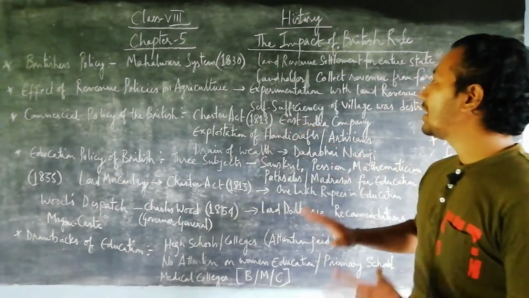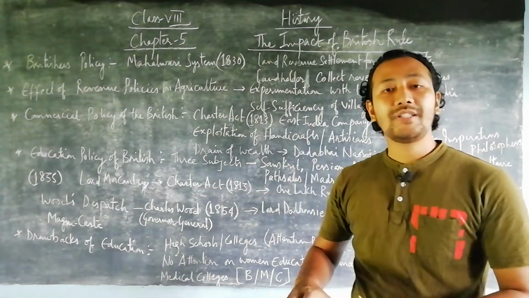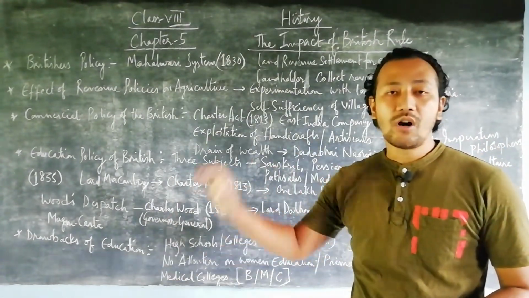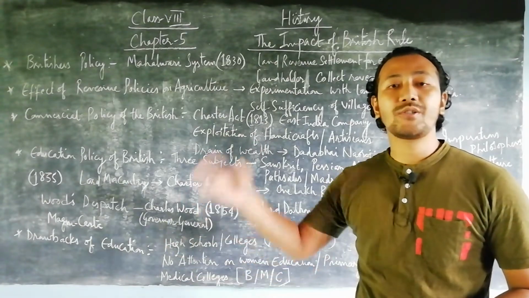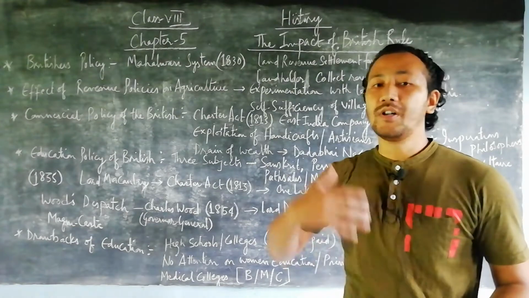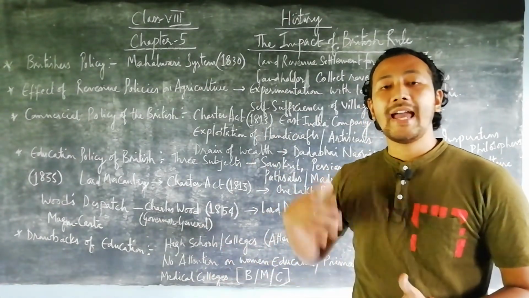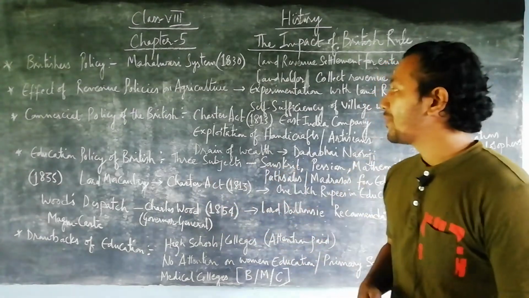Second, we see how the self-sufficiency of the village was being destroyed, because it was the Britishers who forced the Indian common people, the farmers or the peasants, to cultivate whatever would make the Britishers earn lots of wealth, and that was the main system of the Britishers.